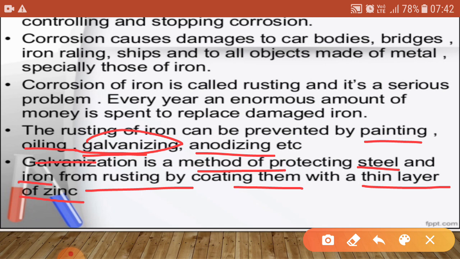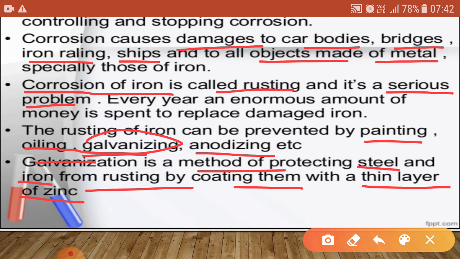And if corrosion is going on iron, then it is known as rusting, and it is a very serious problem because it deteriorates the whole iron material. Corrosion can cause damage to car bodies, bridges, iron railings, ships, etc., or any other object which is made up of metal, specifically iron.